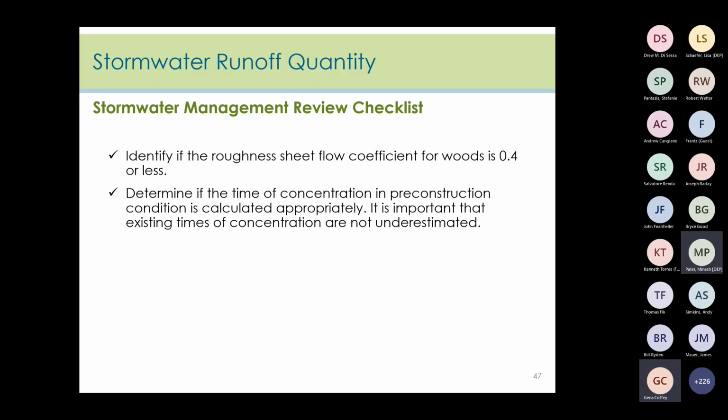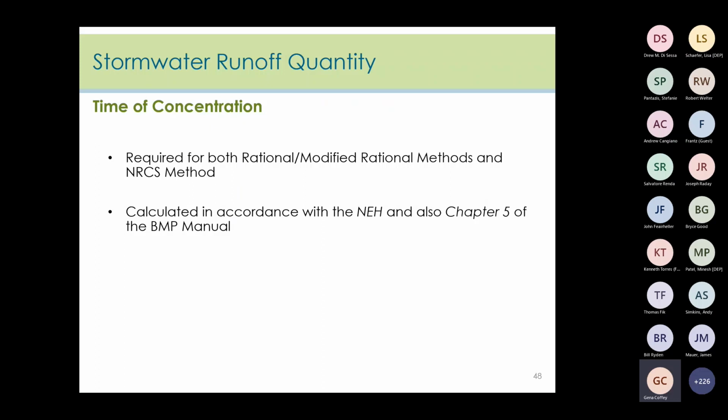We also need to determine if the TC in the pre-construction is appropriately calculated. We need to make sure that they are not underestimating this value. The reviewer should look at time of concentration. Information on how to calculate it can be found in Chapter 5 of the BMP manual and the National Engineering Handbook. So you can look back through the handouts for the calculations presentation for Module 2 for more information on the correct way to calculate this.